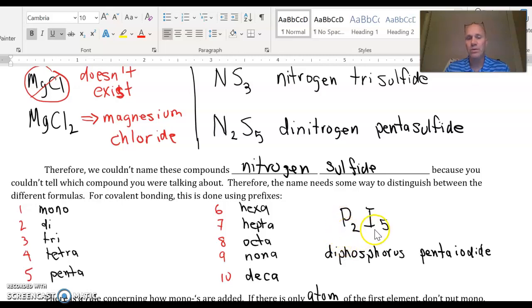If we had P2I5, all right. And so first of all, how would we know it's ionic? Or sorry, how would we know that it's covalent? Well, both phosphorus and iodine are both nonmetals. All right. They are both in the nonmetal portion of the periodic table over here. All right, so that tells us that it's covalent, and so that tells us that when we name it, we're going to have to include the prefixes that tell you how many of those atoms there are.